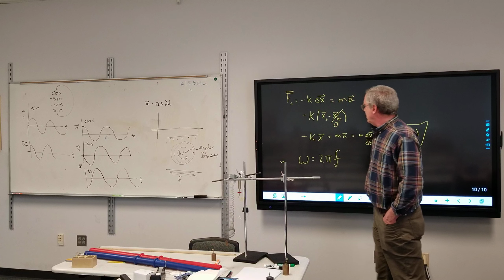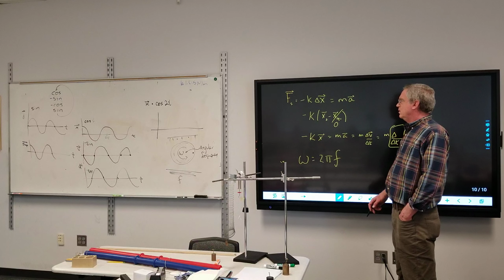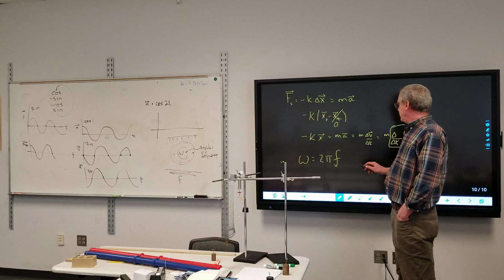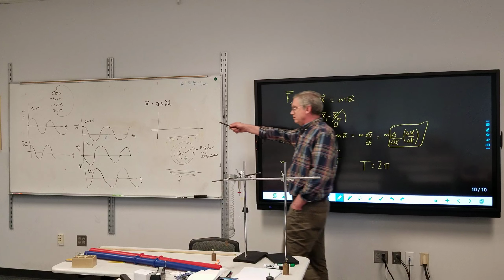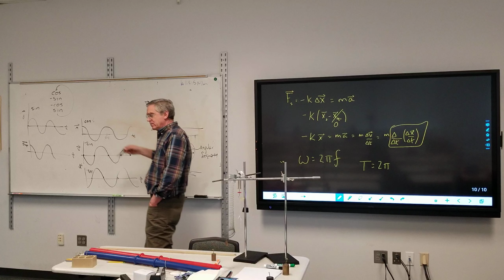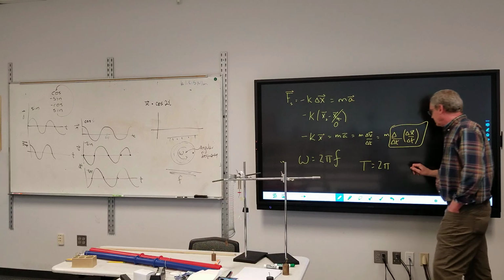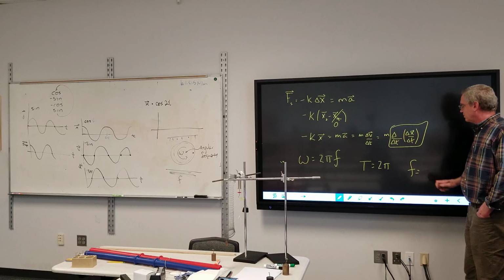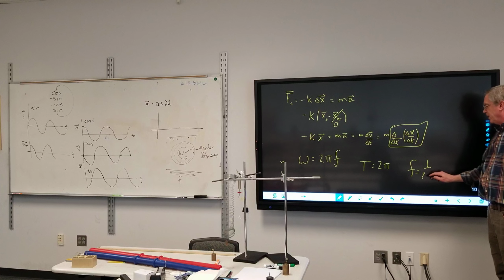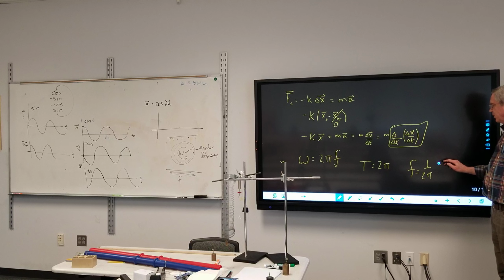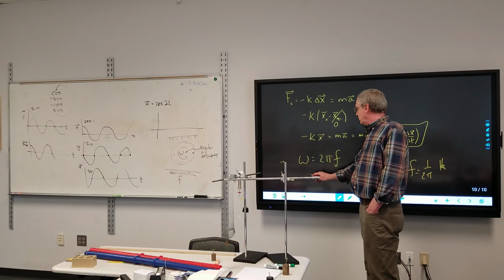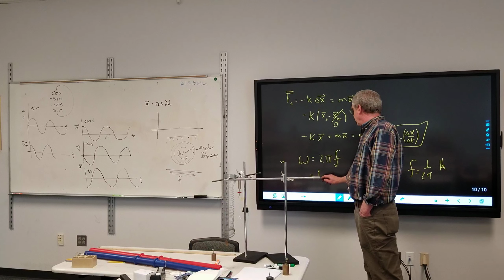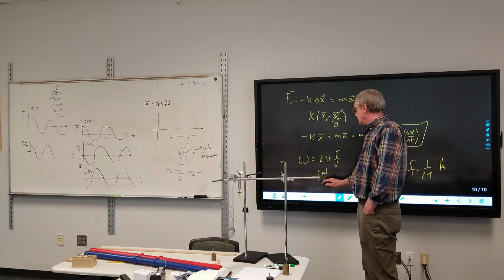So in the case of, if my period is 2 pi, so we're looking at the position as the cosine of t. If my period is 2 pi, my frequency is 1 over 2 pi hertz. My angular frequency would be 1 radian per second.